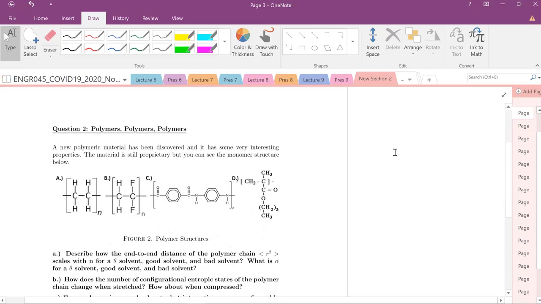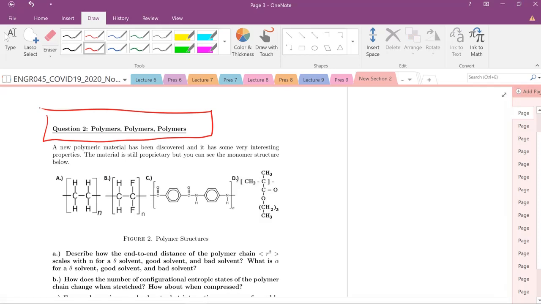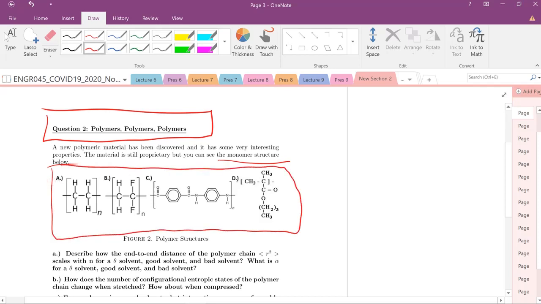So we are moving on to the second problem in our practice final exam. This second question will cover basically lecture 9, so polymers. The problem looks at a new polymer material that has been discovered with very interesting properties, and we can look at some of the monomer structures below. We have 4 polymers, A, B, C, and D, to choose from and work with.